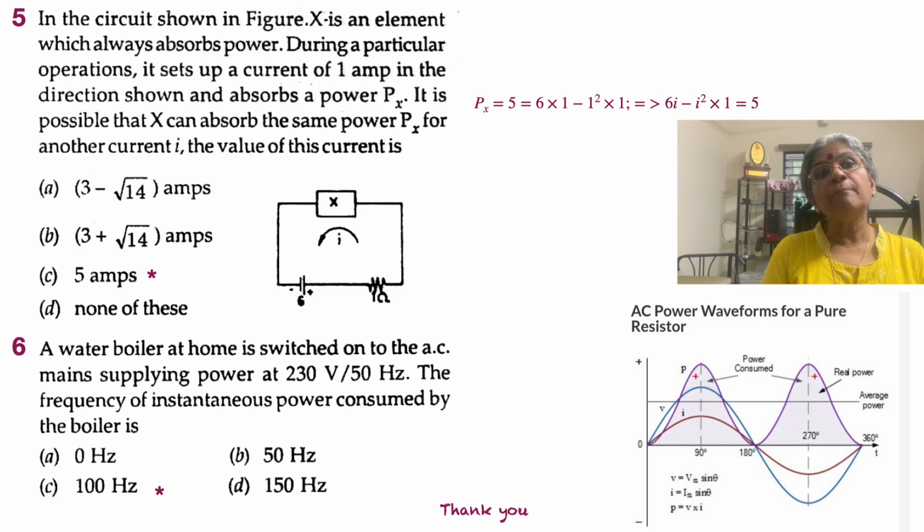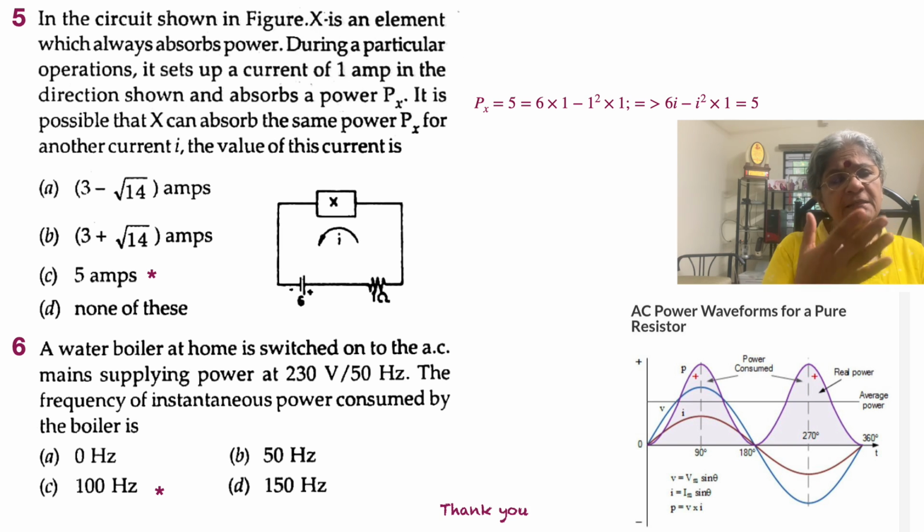And now the same power Px, which is equal to 5 watts, is going to be delivered to the source through another current I. So what is Px right now? It is equal to 6 into I. That's the power generated, and then I square into 1 is taken out of it, and the resultant is going to be the same Px, which is equal to 5. Just solve it out.